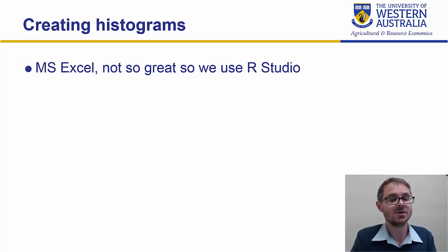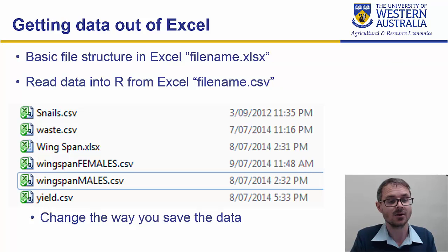So what we're going to be using is we're going to have our data in Excel, and then we're going to create our histogram in R. And I cannot emphasize how much easier it is to create a histogram in R than it is in Excel. So what are we going to do here? So we're going to have some file. The first thing that we're going to know is about getting our data in from Excel into R.